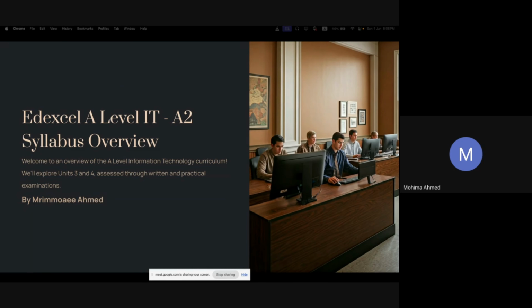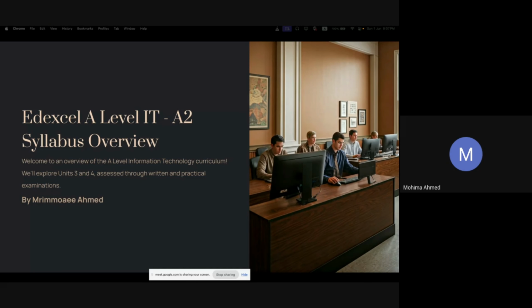So in these classes, I will explain the syllabus overview. Do you have any idea what will be inside the A-level IT A2? Do you have any idea about the syllabus overview? Yeah, teacher. Database and Unit 3, right? The theory type of part.